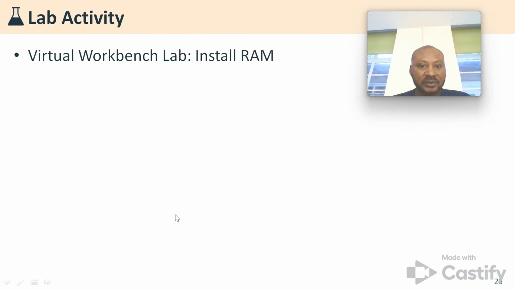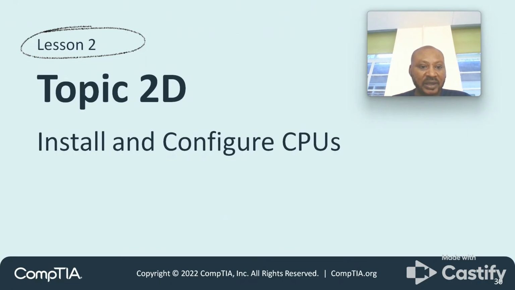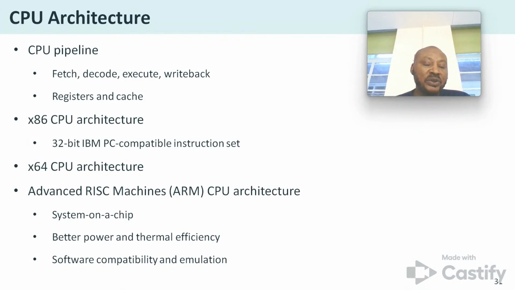Okay, so 2D, install and configure CPUs. So this 2D is now install and configure CPUs. So CPUs are of different types. The architecture, from the manufacturer, you have a CPU of x86 and a CPU of x64 architecture.